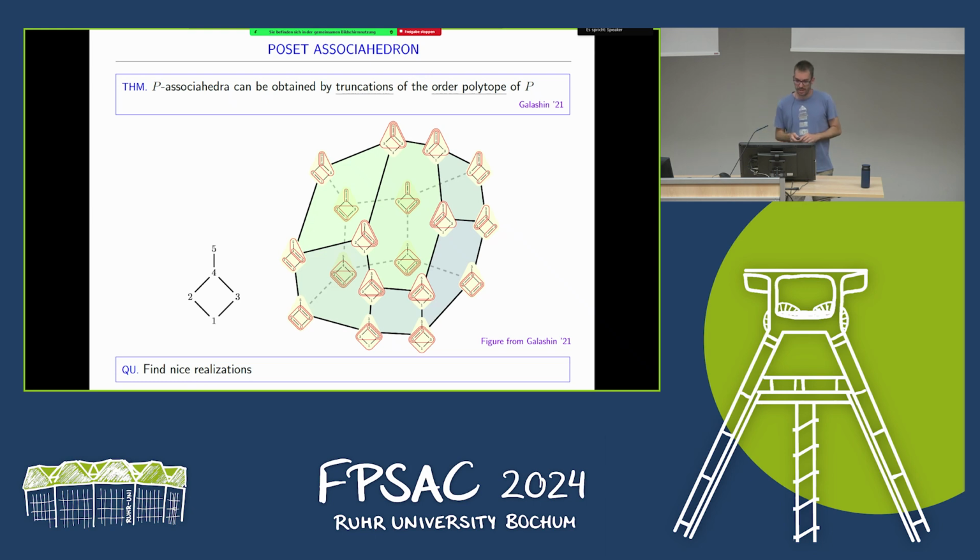Okay, but truncations is something difficult to do. So you have to find some parameters, some epsilons. It's complicated to give it to a computer. So he immediately asked in his paper to find nice realizations, and there are two independent realizations. So Andrew Sack presented a realization last year at FPSAC, and I want to show you a different technique to obtain this thing. So how does it work?